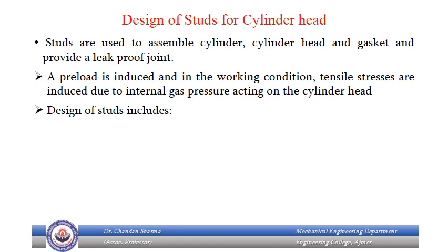Now comes how to assemble cylinder head and cylinder. For that we need a gasket and studs, because to make the assembly leak proof, studs are used along with gasket so that the cylinder head may not come out when the gas pressure is being imposed. So studs are used to assemble cylinder head and gasket, and that provides a leak proof joint.